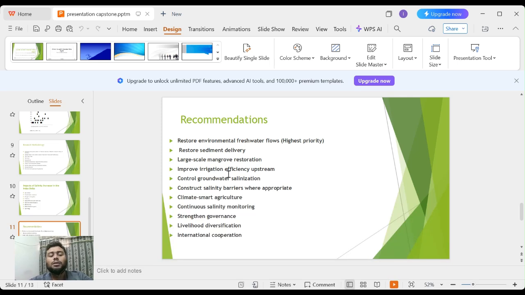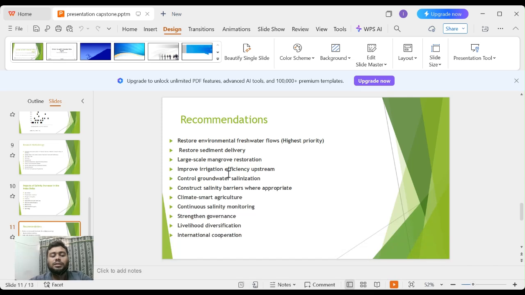So the fifth one is control groundwater salinization. We have to limit excessive groundwater extraction, promote managed aquifer recharge, harvest rainwater, and construct recharge ponds. This will benefit in protecting the freshwater aquifers and improving drinking water quality.